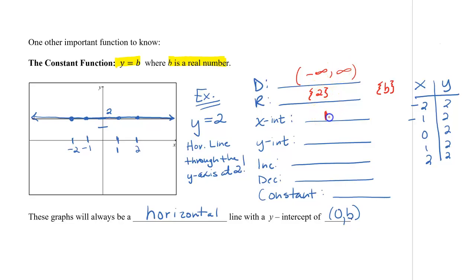For this one, there is no x-intercept, but the y-intercept, again, in this case, is going to be 0, 2. It is not increasing, and it is not decreasing. Because it's staying the same, y is always 2 no matter what x is, we call this a constant function, hence the name, and we say that it's constant, not decreasing, not increasing, but constant everywhere. So that's the constant function, and again, that applies no matter what b is. I just used 2 as an example.